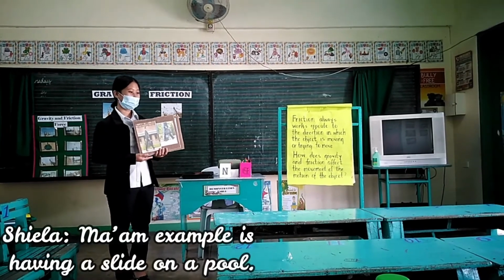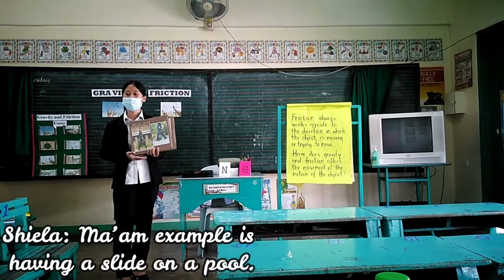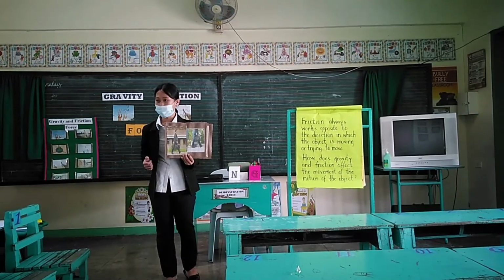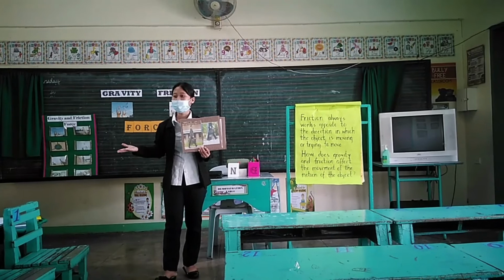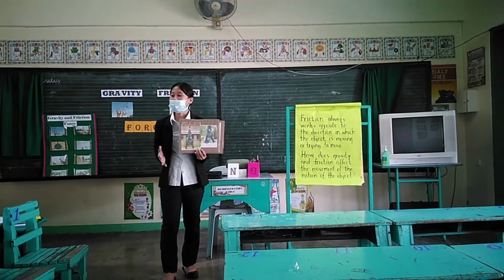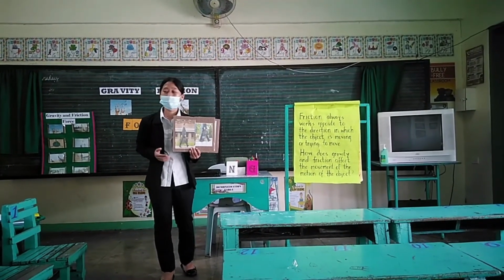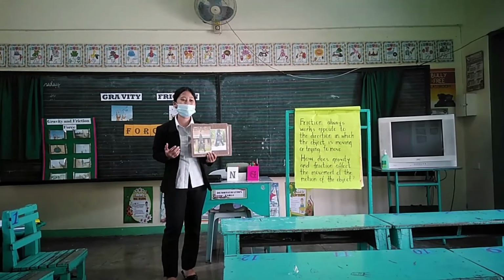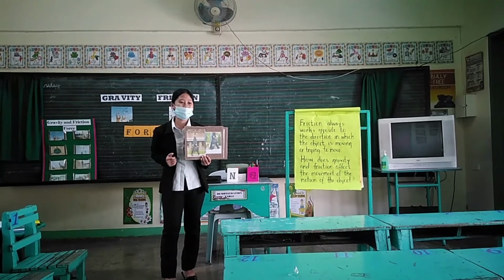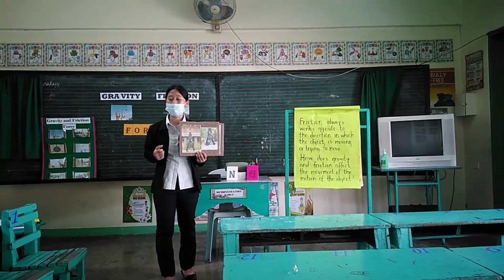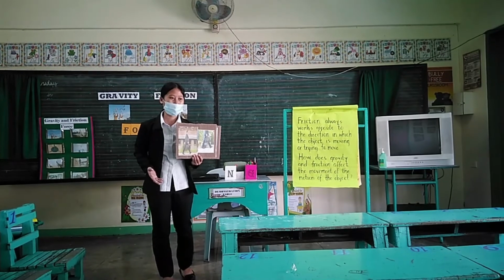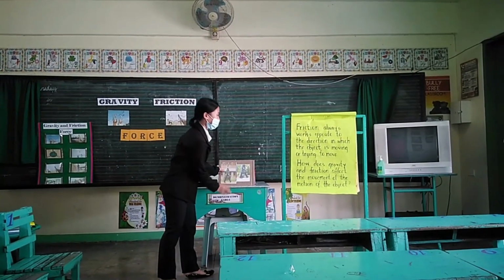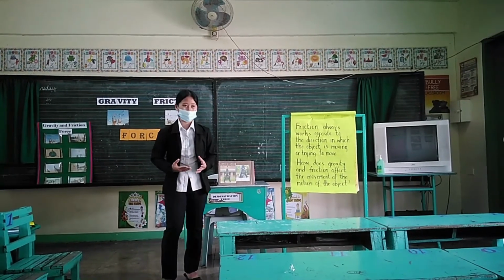Sheila. Very good. So, how does friction and gravity work? Any idea? Okay, friction is a force that slows down the movement of a moving object, and gravity is a force that pulls two objects towards each other, which makes an object that we toss in the air fall on the ground. How does gravity and friction affect the movement of the object? Kate?